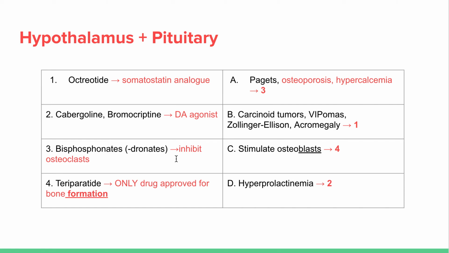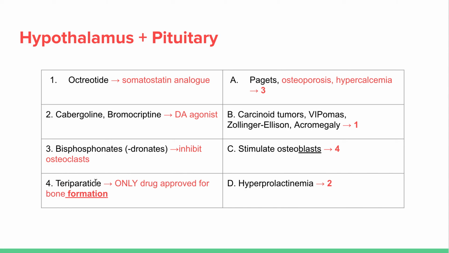Third is bisphosphonates, or our dronates. They inhibit osteoclasts. And you can see here, we can use them for Paget disease, osteoporosis, hypercalcemia. Okay, so we can use this for all of those different things. Remember some of the things when someone takes dronates, you have to sit upright for 30 minutes to avoid that esophagitis. One of the adverse effects of your dronates is osteonecrosis of the jaw.